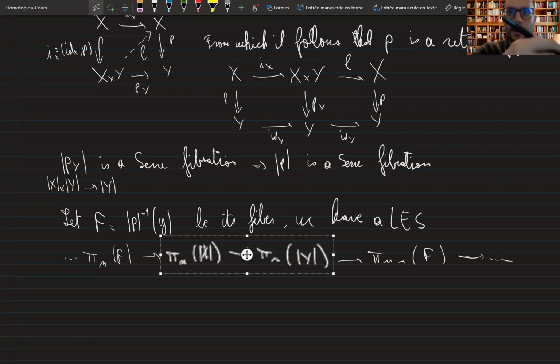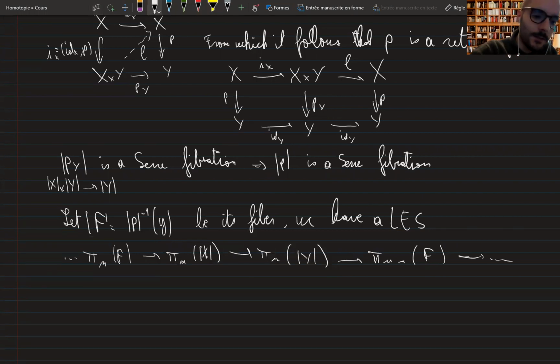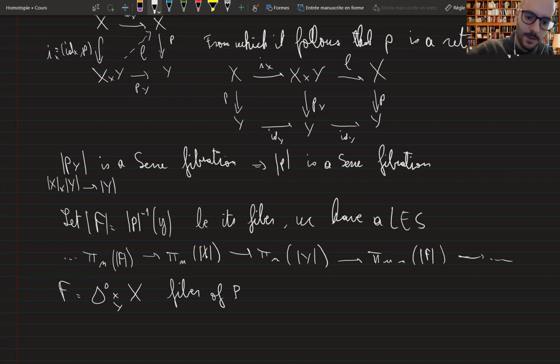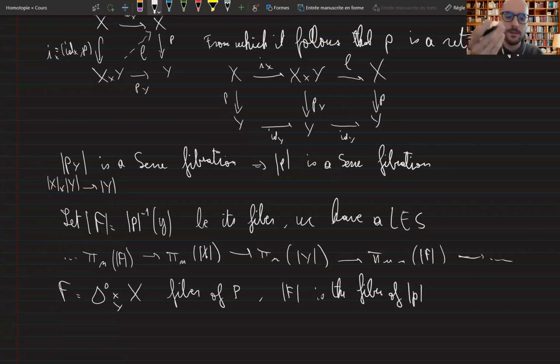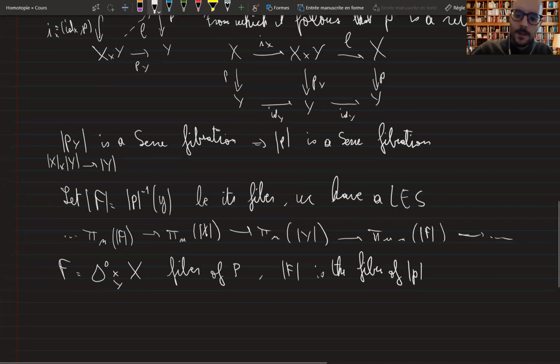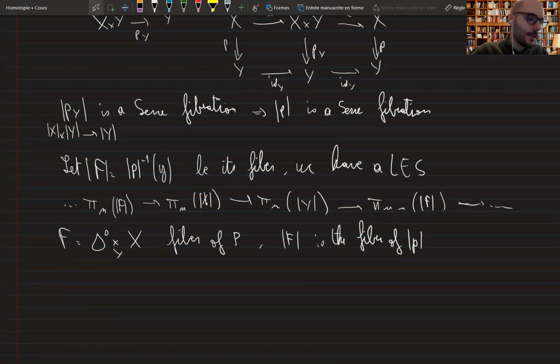And maybe I should say, let's call F the fiber of P, and its geometric realization is the geometric realization of the fiber. So F, let's write it this way, is delta 0 cross over Y of X. So this is the fiber of P. The geometric realization of F is the fiber of the geometric realization of P, right?